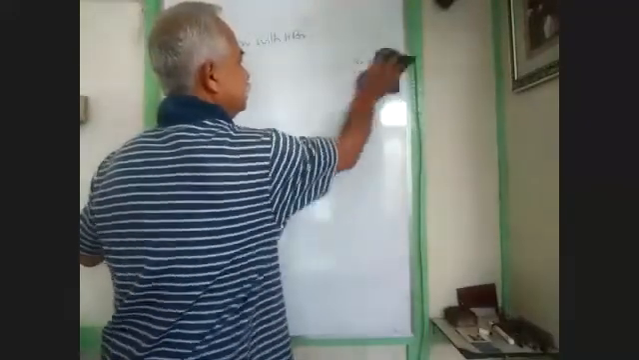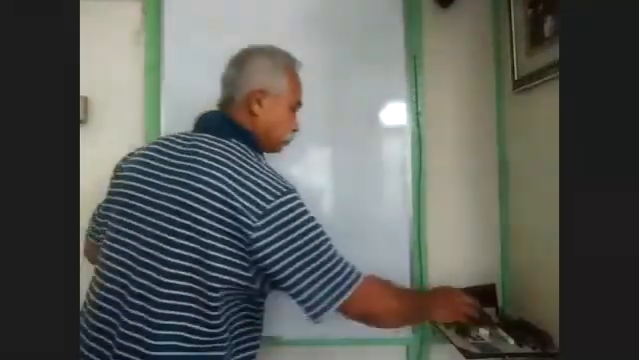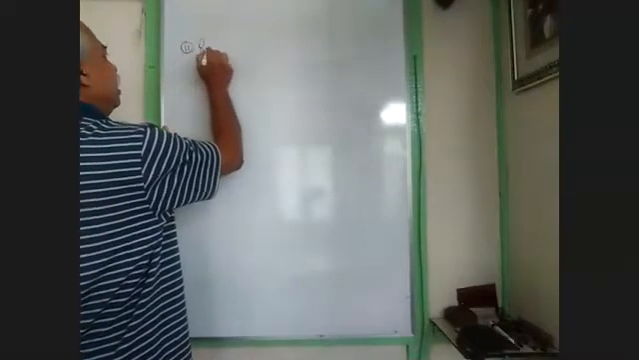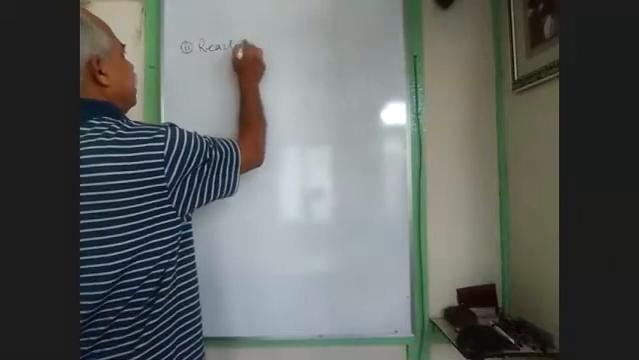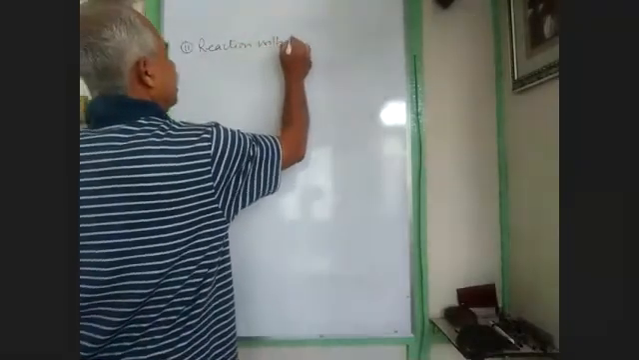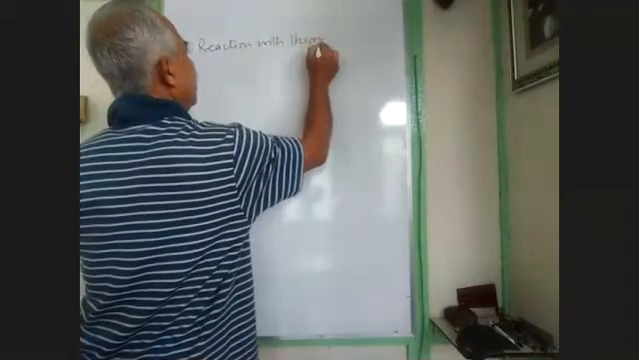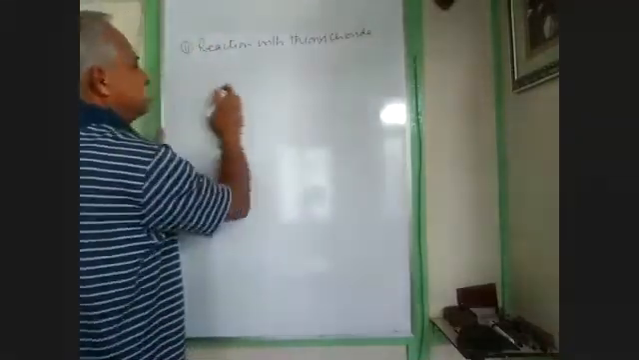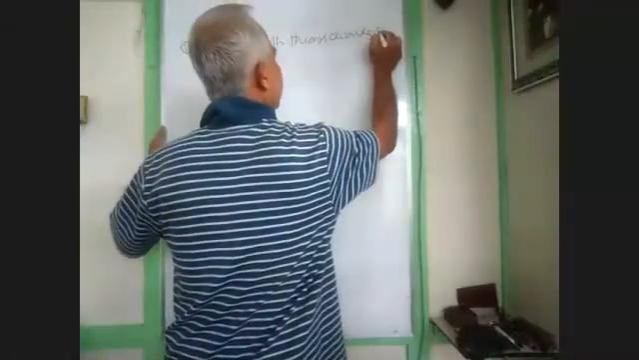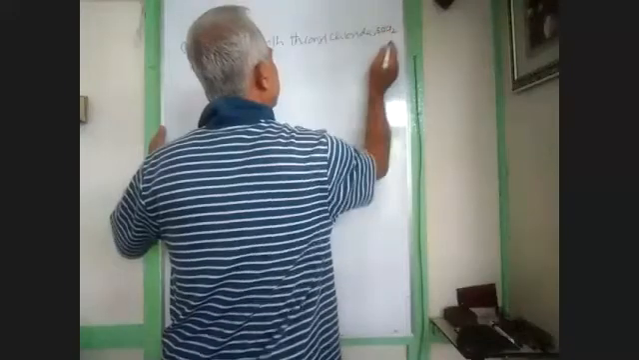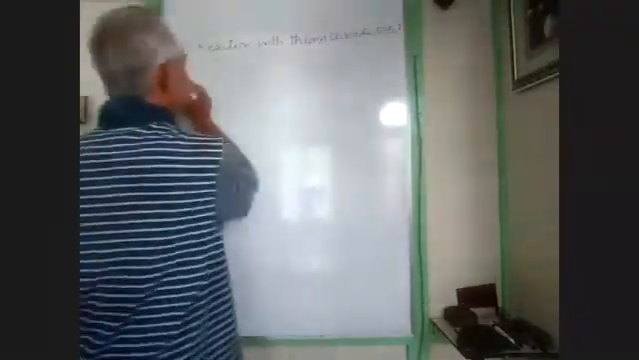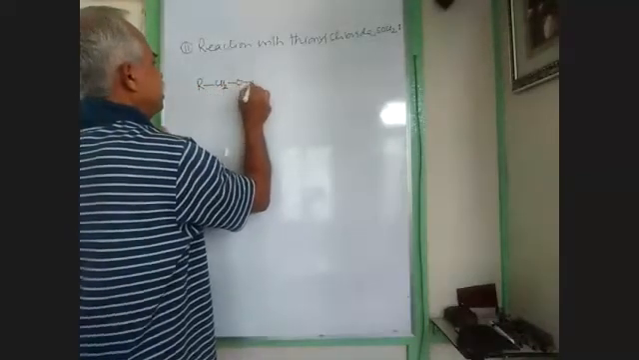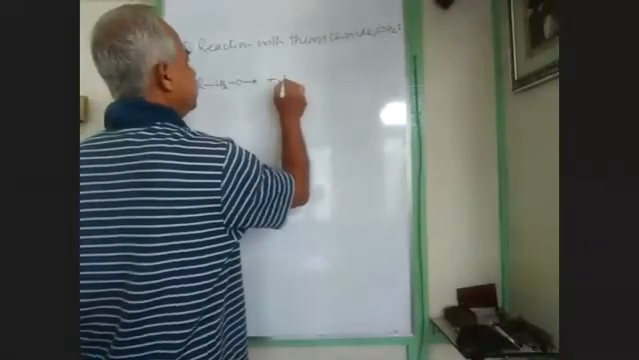Okay, now. Second reaction is reaction with thionyl chloride. What is the formula of thionyl chloride? SOCl2. Thionyl chloride is a very active reagent. So if you have reacted with it, I'll show you how to remember.